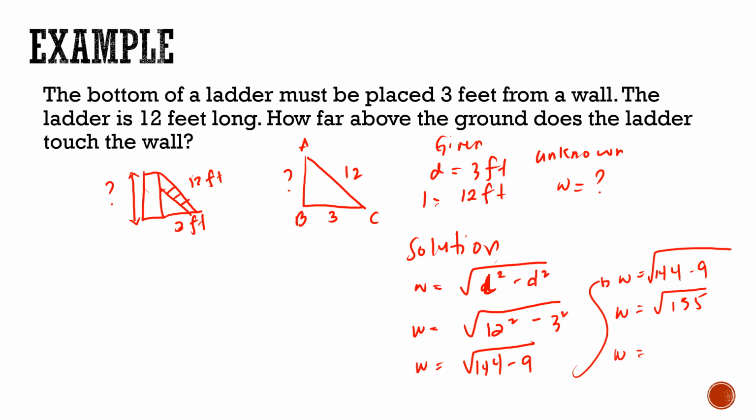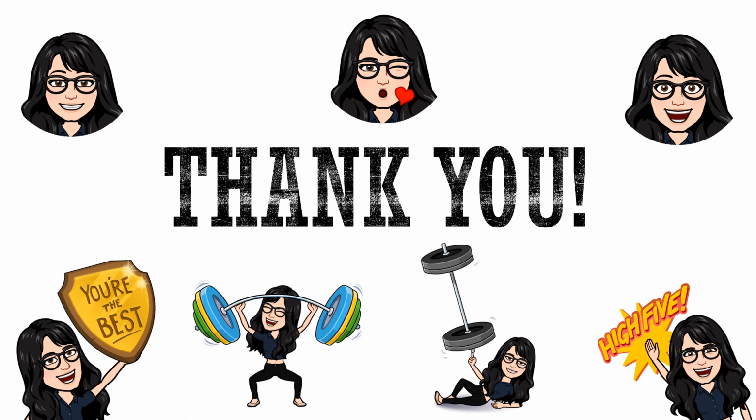We got 11.62, and since the unit is feet, this is also in feet. Therefore, we can say that the distance from the ground at which the ladder touches the wall is 11.62 feet. Thank you.